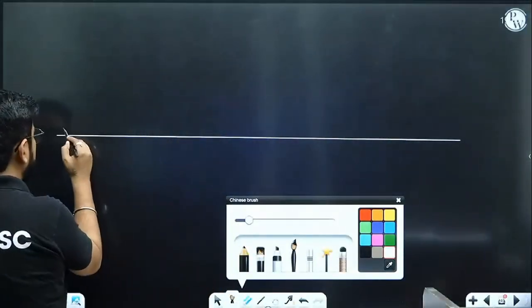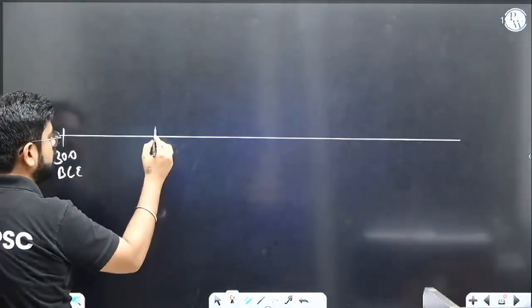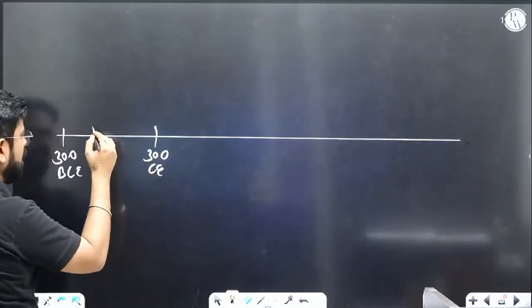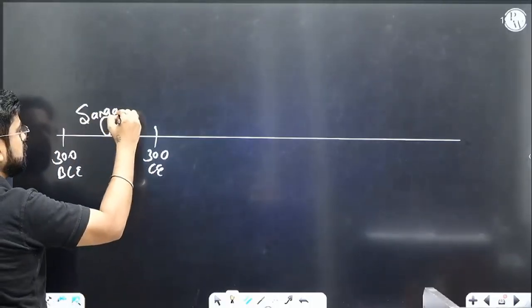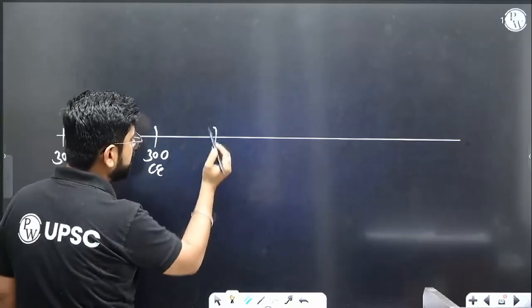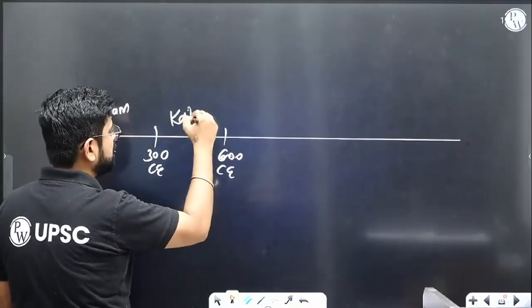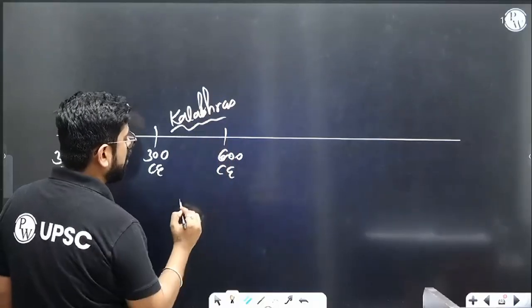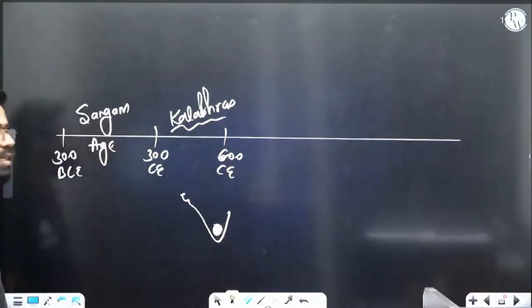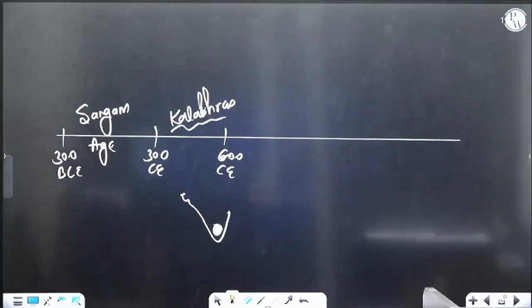So in this region, we had seen 300 BCE to 300 CE, your Sangam age. Between 300 and roughly 600 CE, there are the Kalabharas as well. They are the ones dominating in this region after your Cheras, Cholas, and Pandyas.